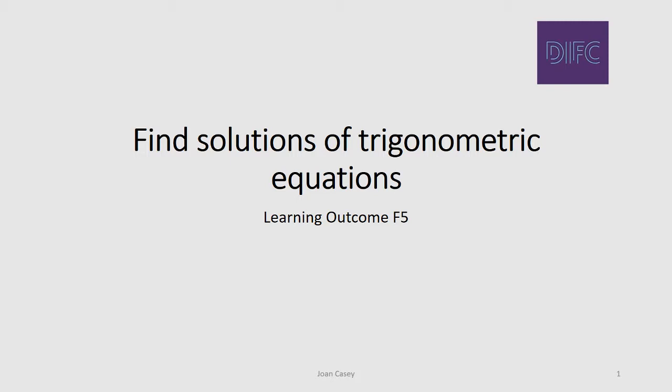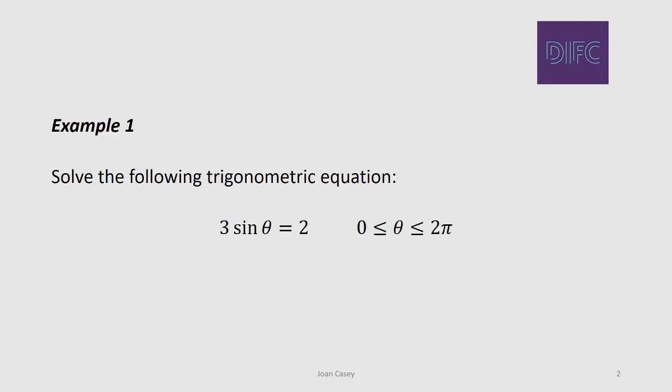In this video, we're going to look at finding solutions of trigonometric equations. And the first example is solve the following trigonometric equation: 3 sine theta equals 2. And we need to find the solutions for theta lying between 0 and 2 pi.